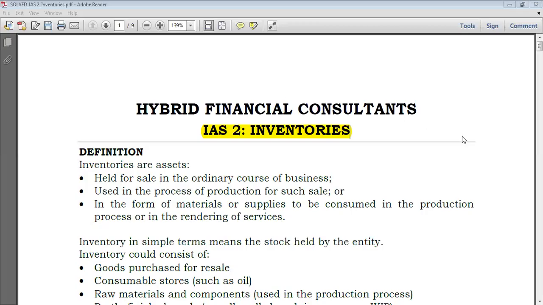Speaking of inventories, inventories are just current assets. And when preparing financial statements, you would have the statement of profit or loss and the statement of financial position. Now, inventories are shown on the face of the statement of financial position.